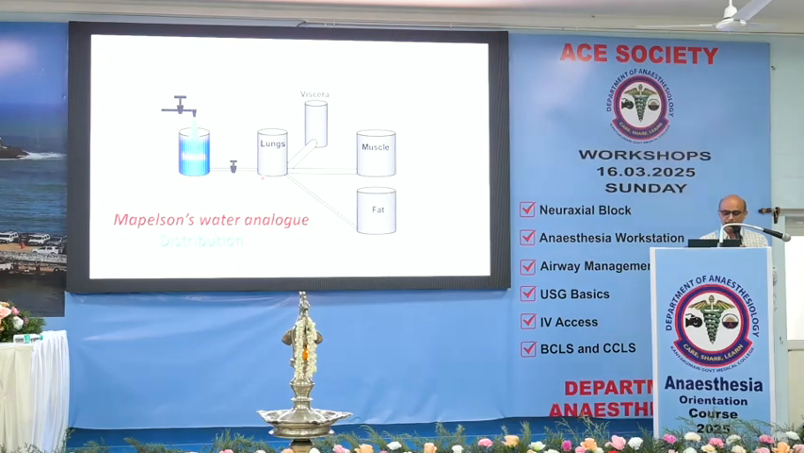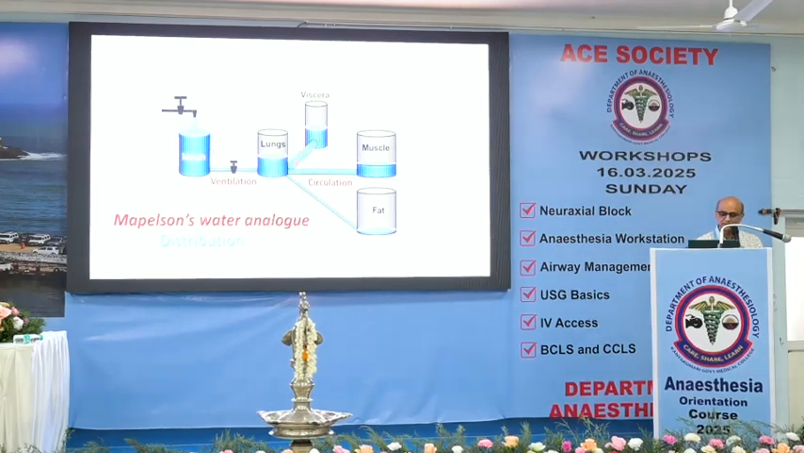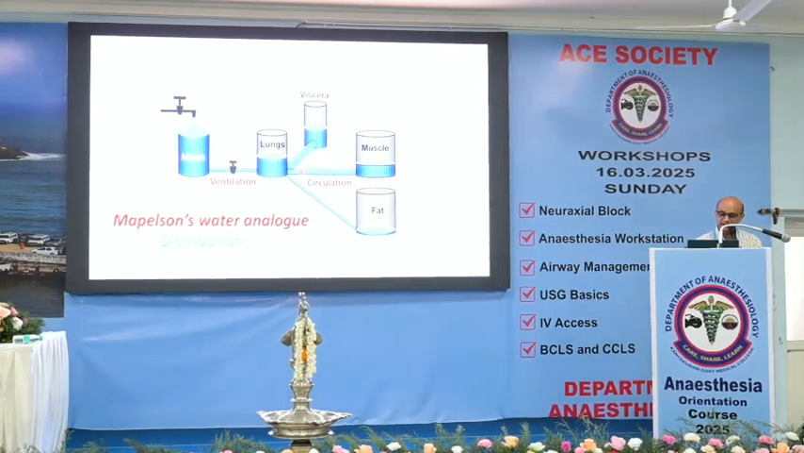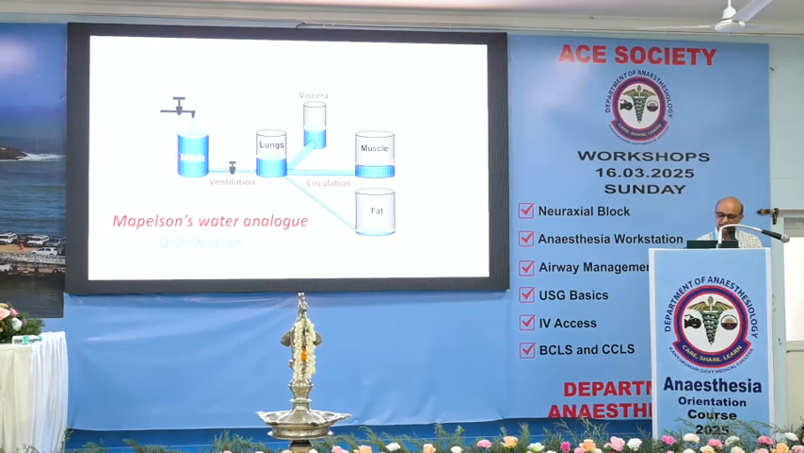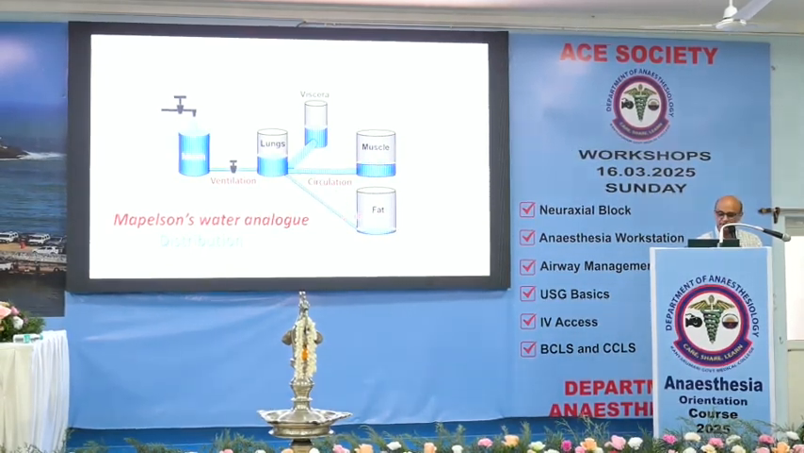Distribution: it's through the mouth. Through ventilation it comes to the lungs, and these conduits determine how the agent is going to be distributed. So these are the vessel-rich group, of which the brain is one. But there are certain other areas, like muscle and fat, where the conduits are small, but the reservoirs are large. So if the reservoirs are large, then you will have problems.